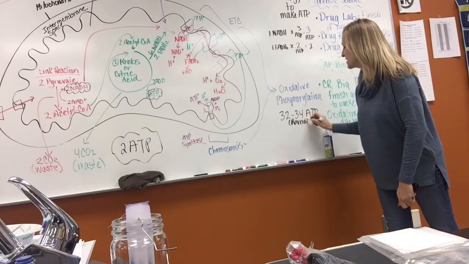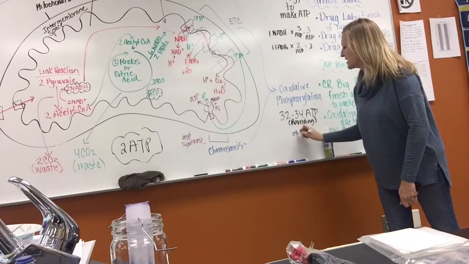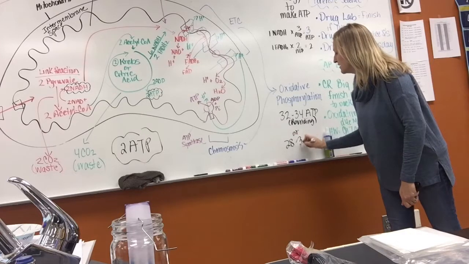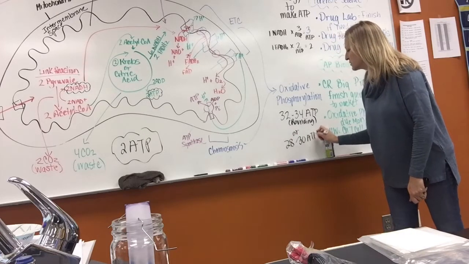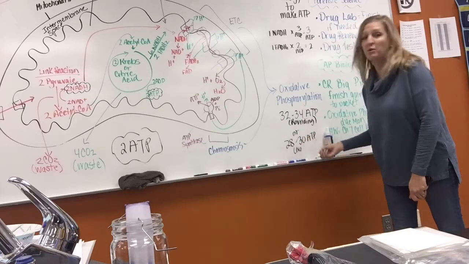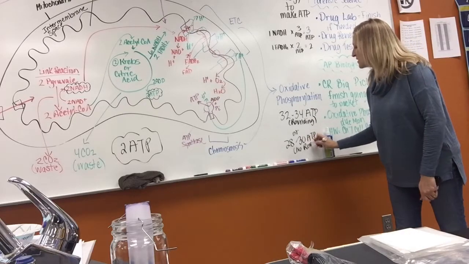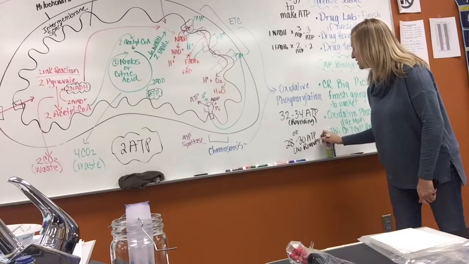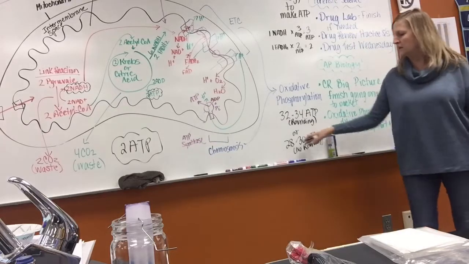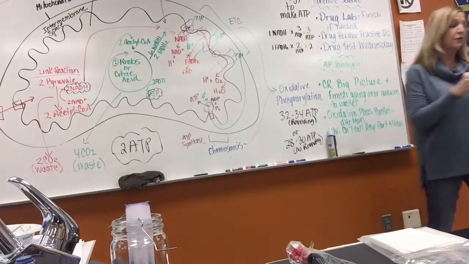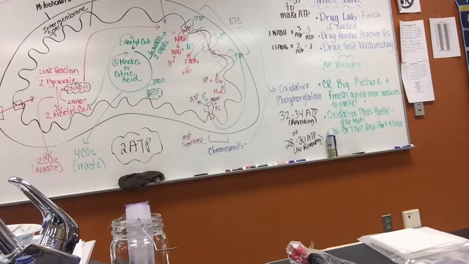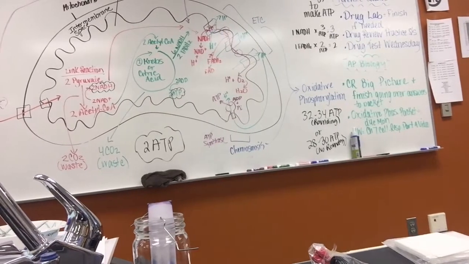In our current textbook, it says 28 to 30 ATP, and this is with no rounding. So this is the 1.5 and the 2. I just don't want you to be confused if you see 28 to 30 or 32 to 34. It depends upon if you're using exact numbers or rounding.